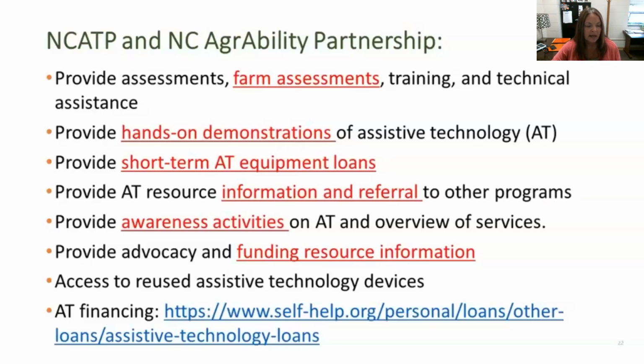In North Carolina, about a year and a half ago, we started an alternative finance program through the Self-Help Credit Union. They've been providing loans for about 18 months now. Self-Help manages the program, and we are a partner to them. This is where individuals who need assistive technology devices or medical equipment can apply for these loans. They have extended terms and low interest. To date they've provided about 9 loans, and I do know that a couple of those have been to our farmers.